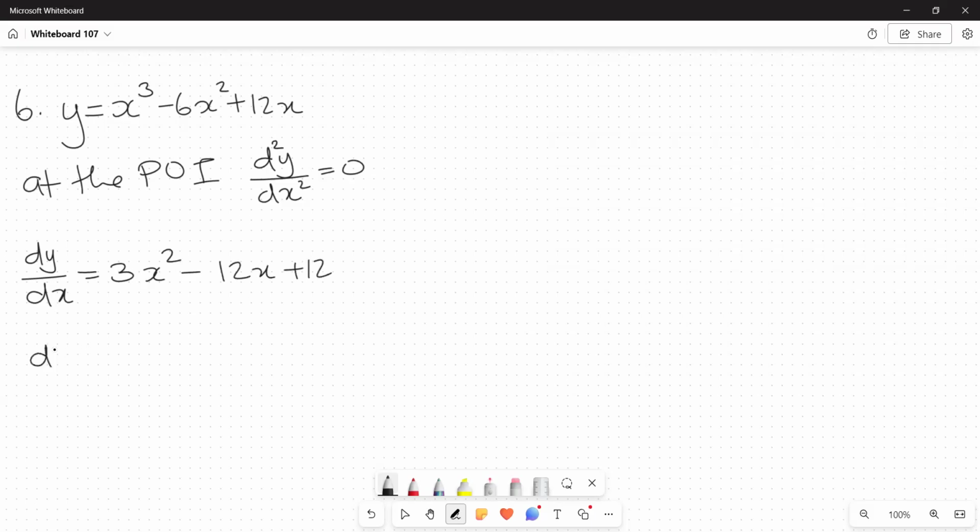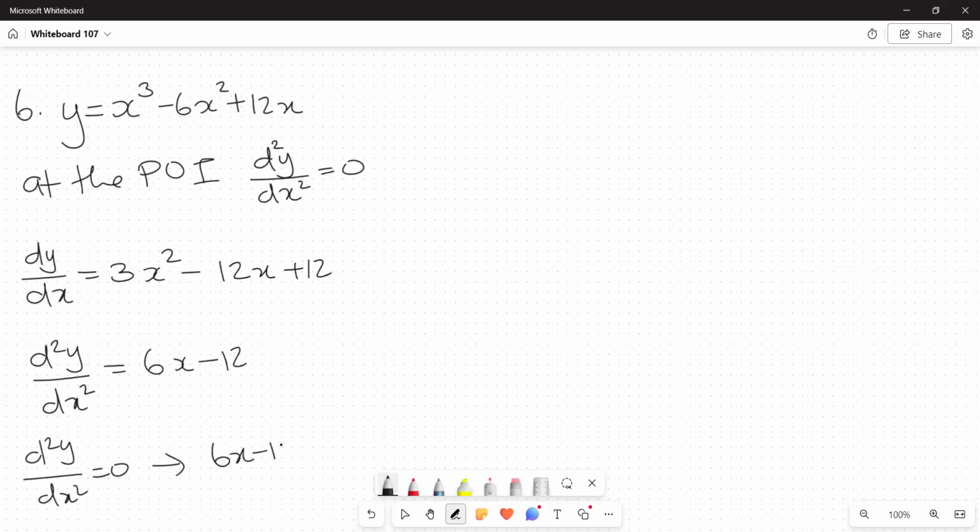And then we find our second derivative. So 6x minus 12. And then we'll equate it to 0. We have d²y/dx² is equal to 0. This means that 6x minus 12 is 0. And that means x is equal to 2.